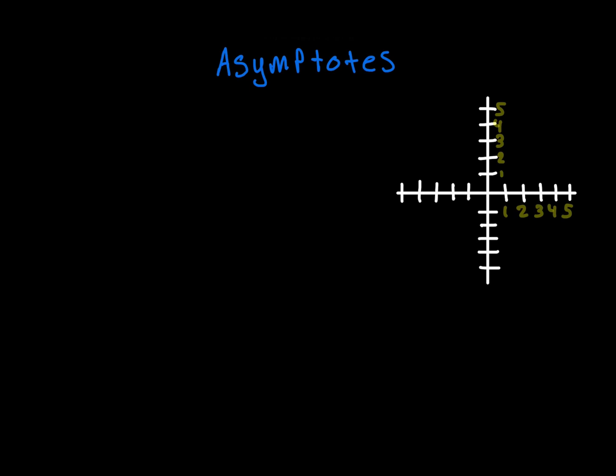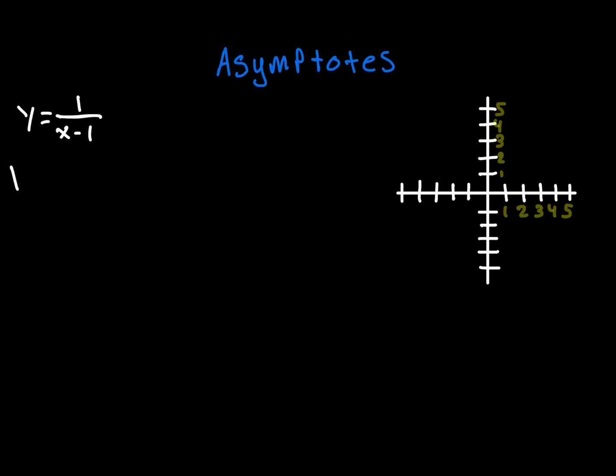In this video, you will learn how to solve for different types of asymptotes. These include vertical asymptotes, horizontal asymptotes, and also slant asymptotes, also known as oblique. Let's start off with the equation y equals 1 over x minus 1.